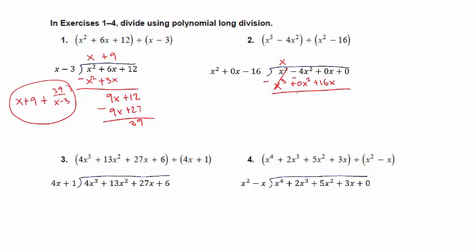These go away. You're left with negative 4x squared and positive 16x. And then we're going to do it all over again. So x squared goes into negative 4x squared, negative 4 times. Do your multiplication. You're going to get a 0x again, and negative 4 times negative 16 is 64. And it's up to you if you want to bring this 0 down.